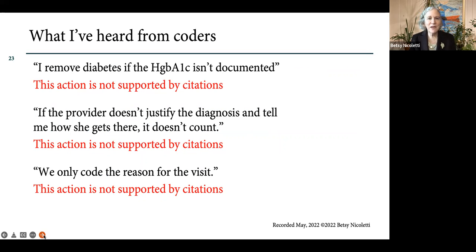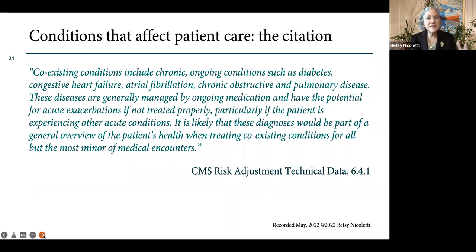Sometimes I hear from coders, I remove diabetes if the hemoglobin A1C isn't documented. That action's not supported by citations. If the provider doesn't justify the diagnosis and tell me how she gets there, it doesn't count. Also not supported by citations. And we only code the reason for the visit. This action is not supported by citations. So we want to make sure when we're establishing internal policies that we're following ICD-10 and we are following the CMS guidance. This is that same citation from before.